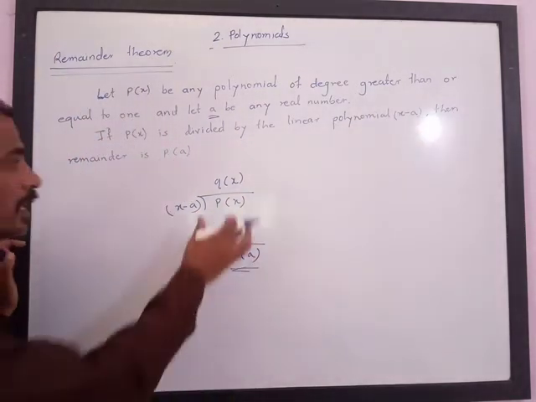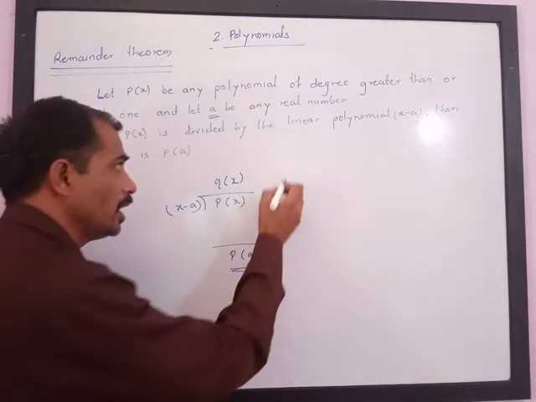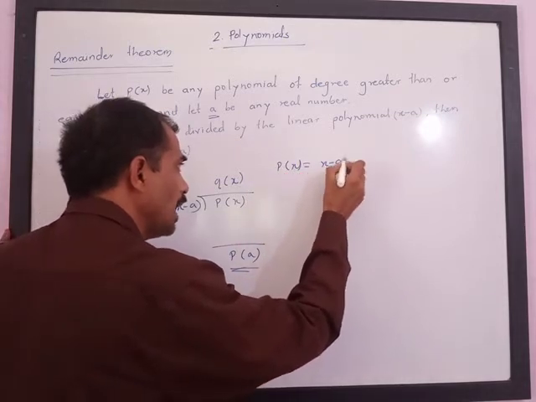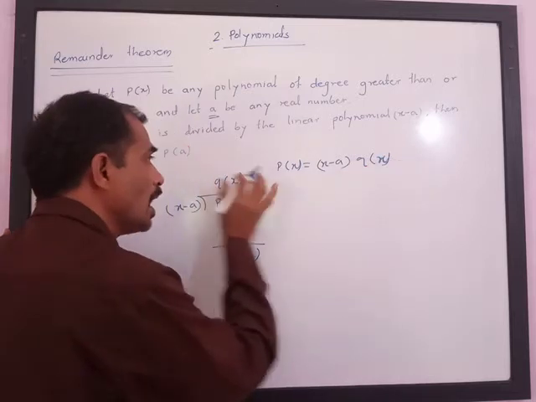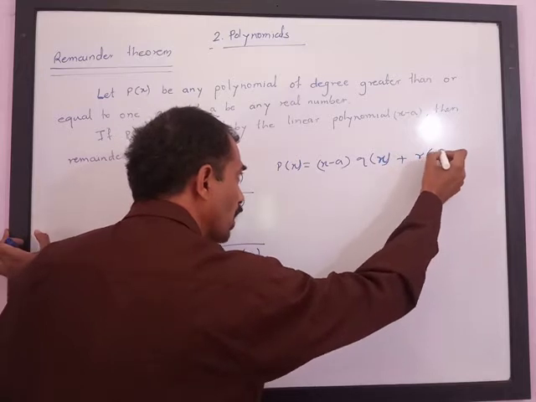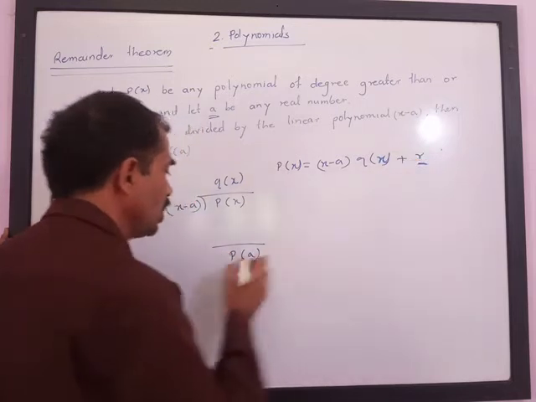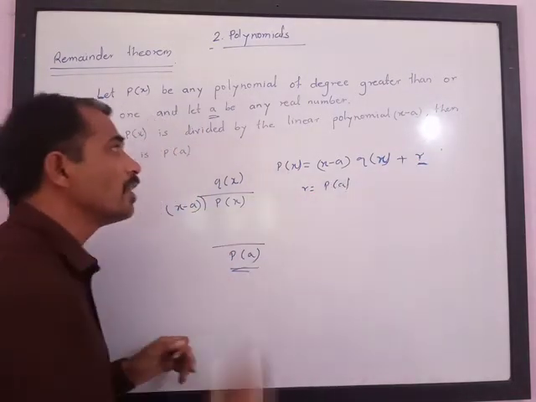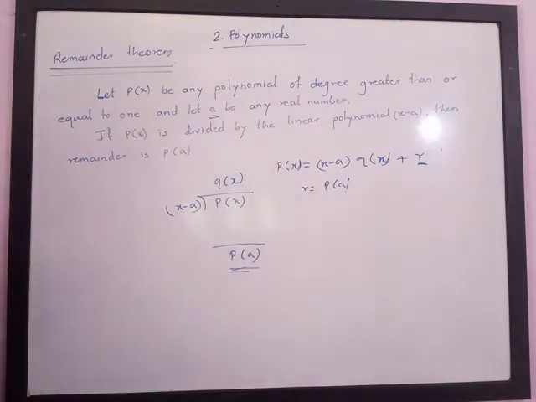We know that dividend is equal to divisor multiplied by quotient plus remainder. It means p of x is equal to x minus a into q of x plus r, where q of x is the quotient and the remainder is r. Now this remainder must be equal to p of a. r must be equal to p of a. Let us check whether we are getting this or not.